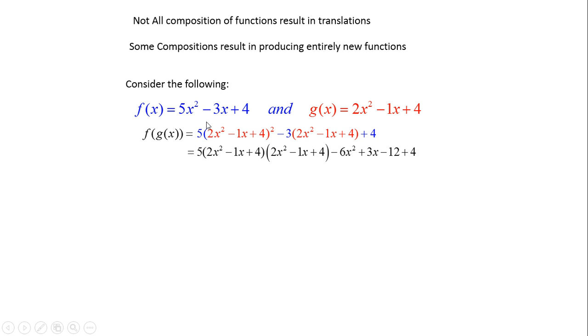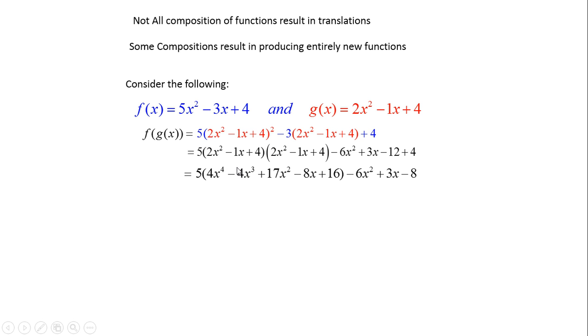So there's a little bit of algebra, okay? A little bit of algebra. This trinomial needs to be squared, okay? Then the 5 is distributed, and then we need to distribute the -3. So here's the result of that.